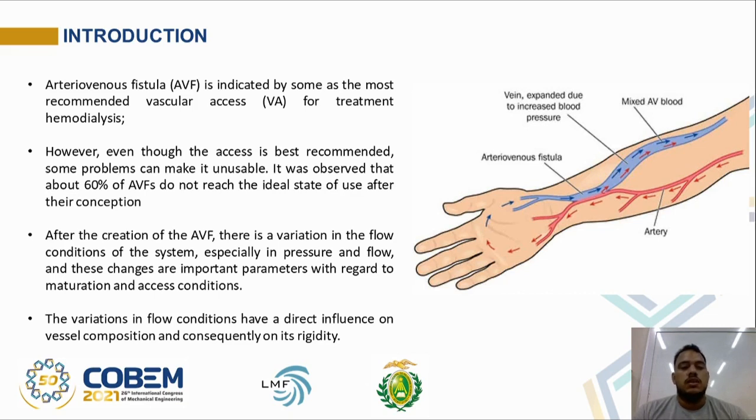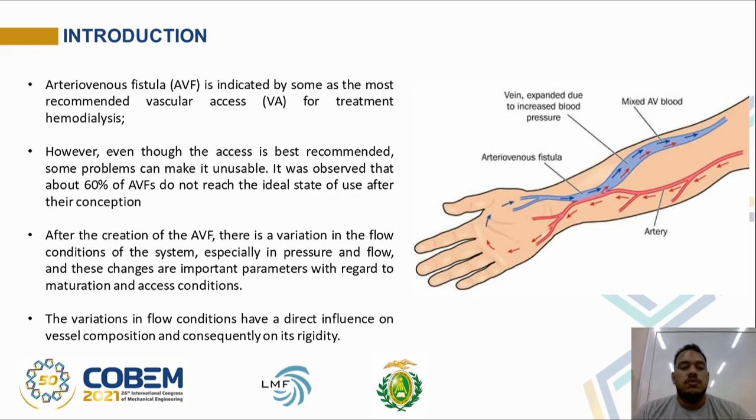However, even though the access is best recommended, some problems can make it unusable. It was observed that about 16% of AVFs do not reach the ideal state of use after their creation. After the creation of the AVF, there is a variation in the flow condition of the system, especially in pressure and flow, and these changes are important parameters with regard to maturation and access conditions.